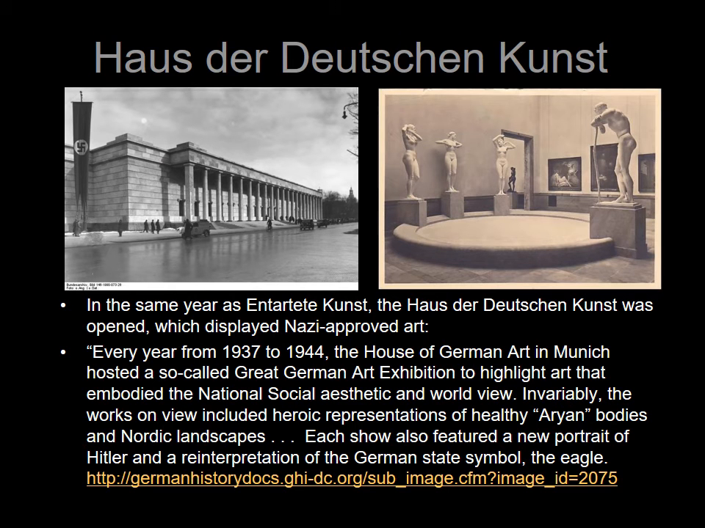In the same year as the Entartete Kunst opened, the Haus der Deutschen Kunst, or the House of German Art, was also opened, and it displayed Nazi-approved artworks. So every year from 1937 to 1944, the House of German Art in Munich hosted a so-called Great German Art Exhibition to highlight art that embodied the National Socialist aesthetic and worldview. Invariably, the works on view included heroic representations of healthy Aryan bodies and Nordic landscapes. Each show also featured a new portrait of Hitler and a representation of the German state symbol, the eagle.